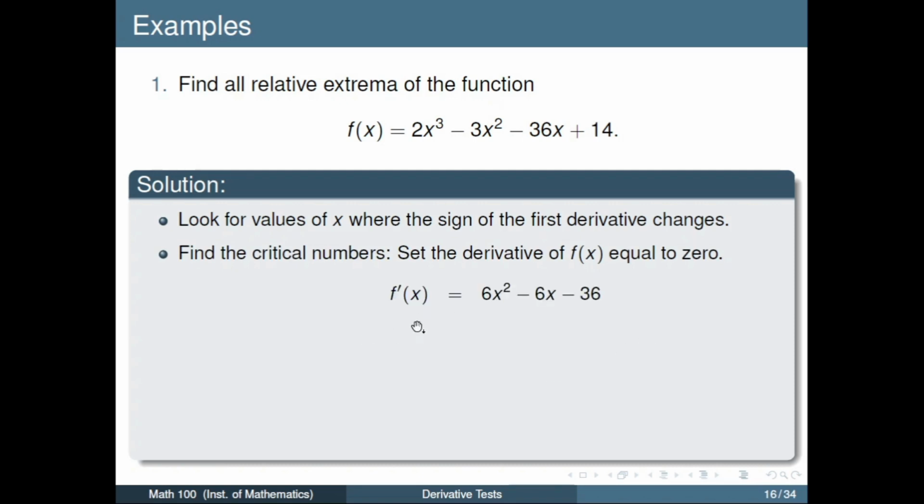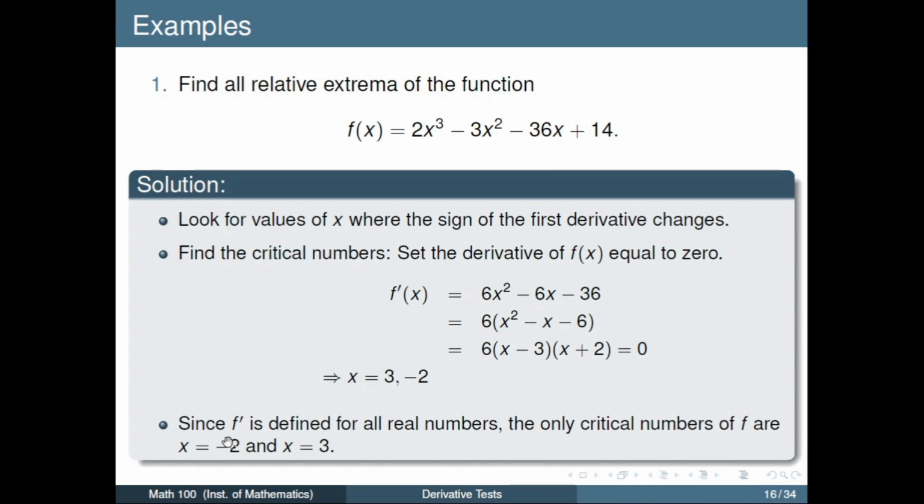We get first f prime of x. That's equals 6x squared minus 6x minus 36. So again, ang critical numbers is kung kailan f prime of x equals 0 or f prime of x is undefined, pero this will never be undefined. So kukunin lang natin yung zeros nito. So factoring this out, you have 6 times this expression. And if you factor it furthermore, should be equal to this. And equate nga natin siya sa 0. So we will get two critical numbers here. We have x equals 3 and negative 2.